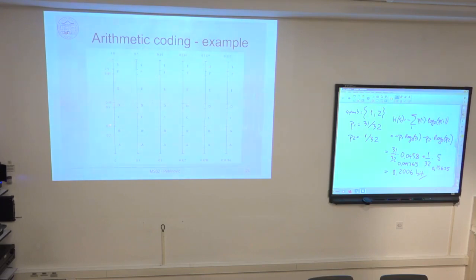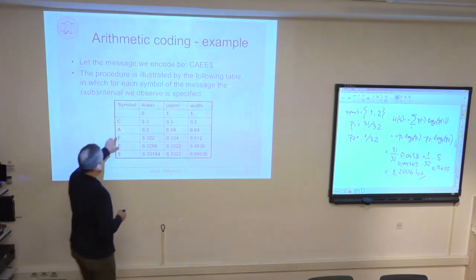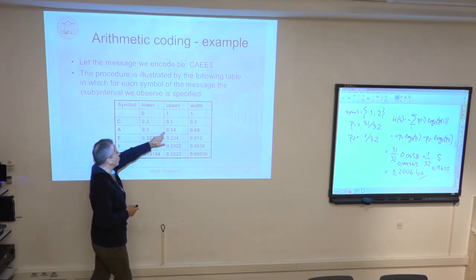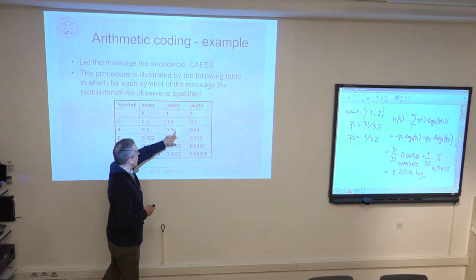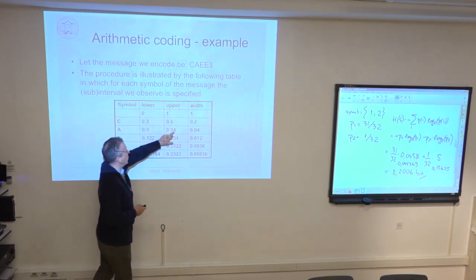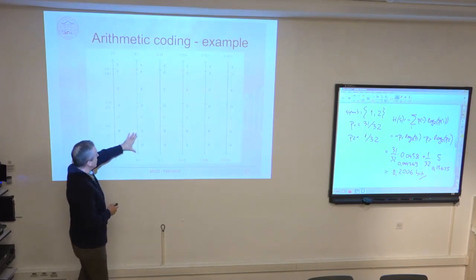And now this range from 0.3 up to 0.5 is subdivided in the same relative width as the original interval. If I know that the second letter in the sequence is letter A, then to encode C and A together, I have to select a number from 0.3 to 0.34. Why? Because this 0.3 up to 0.34 is this range here.